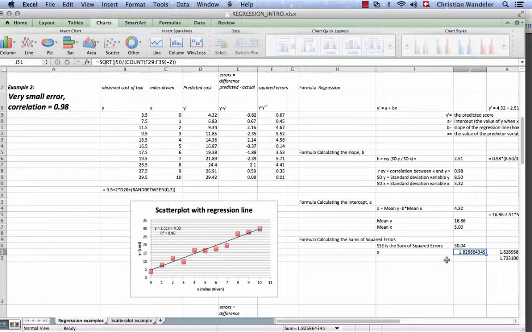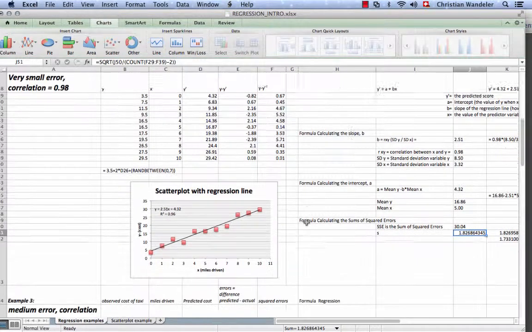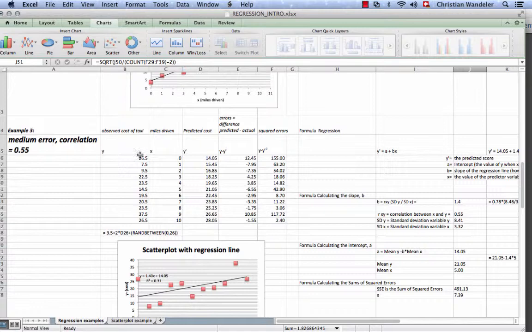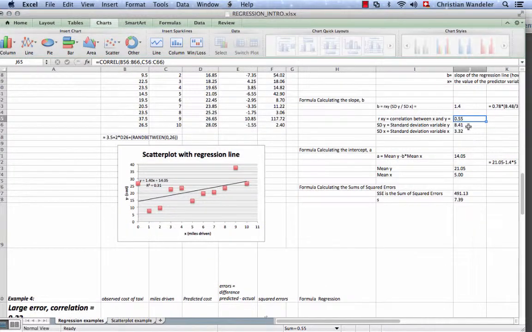Now let's move on. So we see here very small error and the correlation is high. Now, let's say we have a medium correlation between x and y. Right? We figure out the correlation. In this case, it's 0.55. Right? So these miles driven are not as tightly related to the observed cost for the taxi. If we look at our beta, we figure out that now if you drive a mile more, you have to pay $1.40 per mile. And the intercept now is at $14, right?